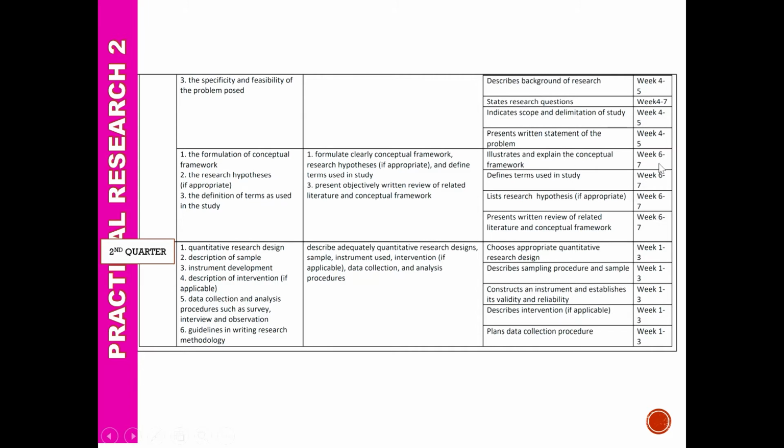So we are now on week 6 to 7. This is our content standards. The formulation of conceptual framework. Then number 2, the research hypothesis, if appropriate. For our performance standard, formulate clearly conceptual framework, research hypothesis, if appropriate, and define terms used in research. Then next, present objectively written review of related literature and conceptual framework.